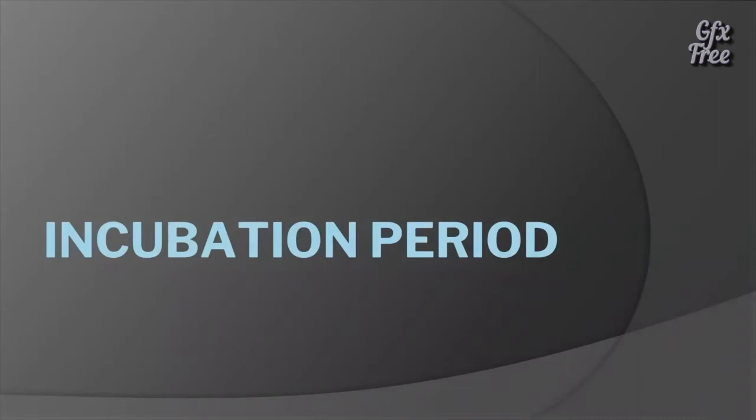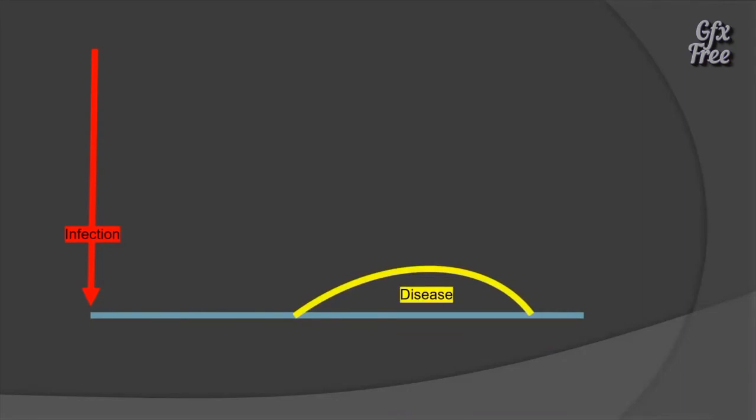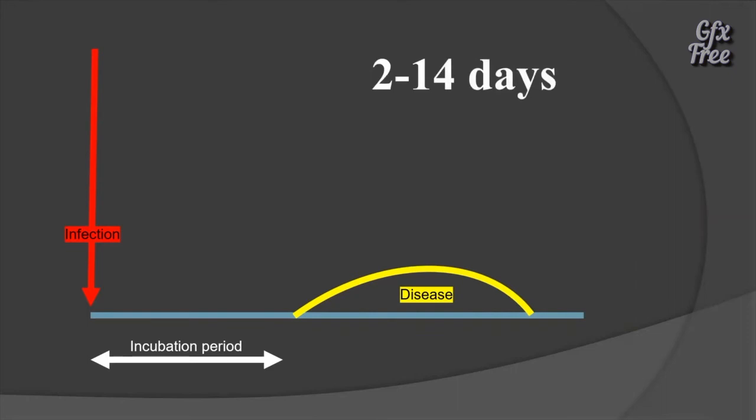Incubation period. Imagine there is an infection and you contract the infection, and the disease or the symptoms of the disease are seen at a later stage. The time between when you contract the infection and when you develop the disease or symptoms is known as the incubation period. For COVID-19, the incubation period is 2 to 14 days, or on average around 5 days.